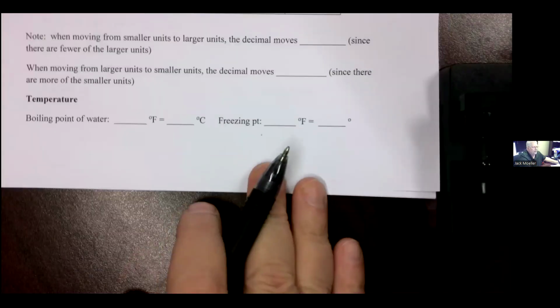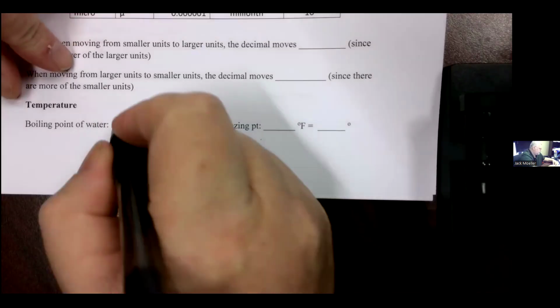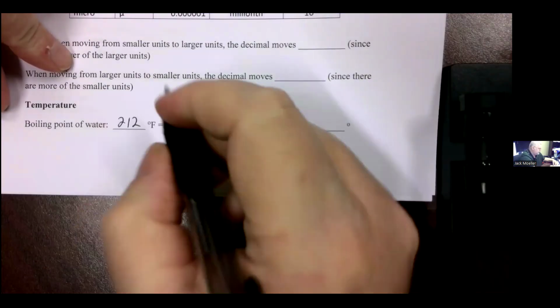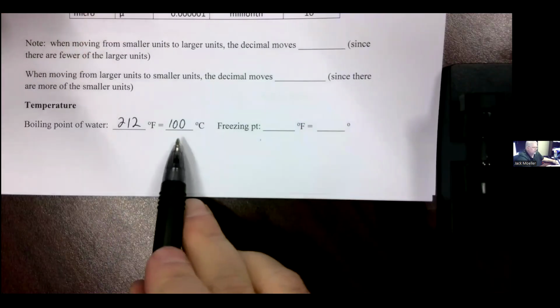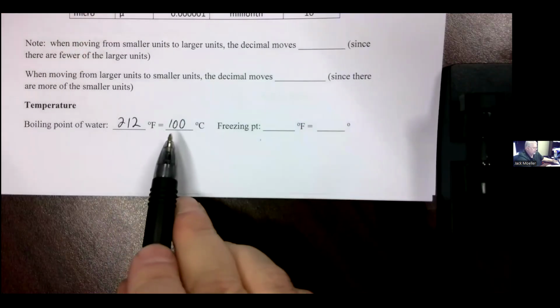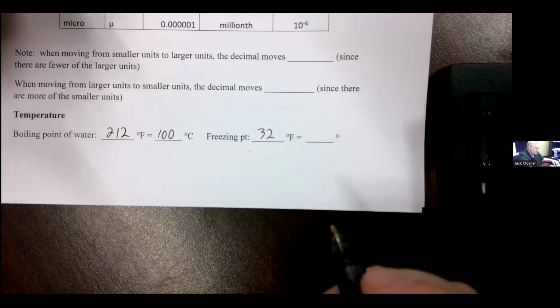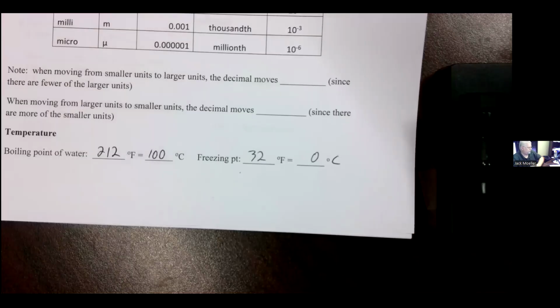If you jump down to the bottom of the page, the boiling point of water in Fahrenheit is 212. The boiling point of water in Celsius is 100. Again, the metric system likes its powers of 10. The freezing point of water is 32 degrees Fahrenheit. It is 0 degrees Celsius. I guess it could be 1, but then 0 makes it a little bit better zero point, I guess.